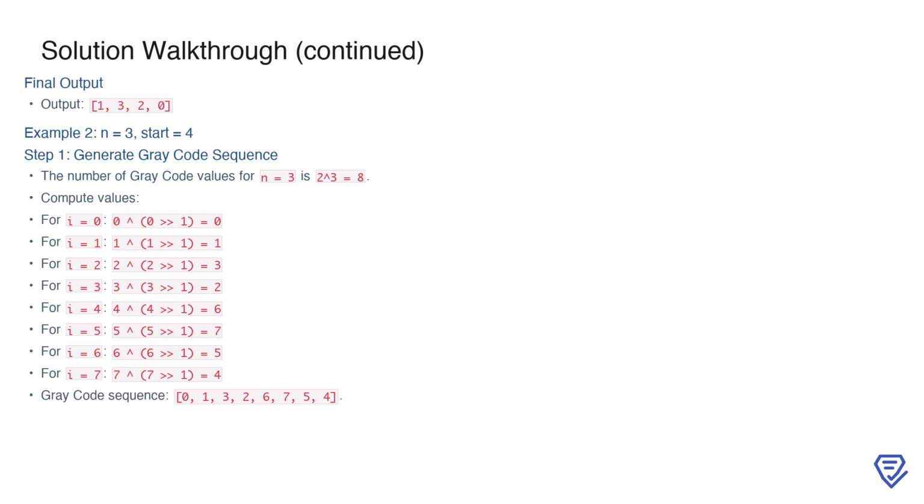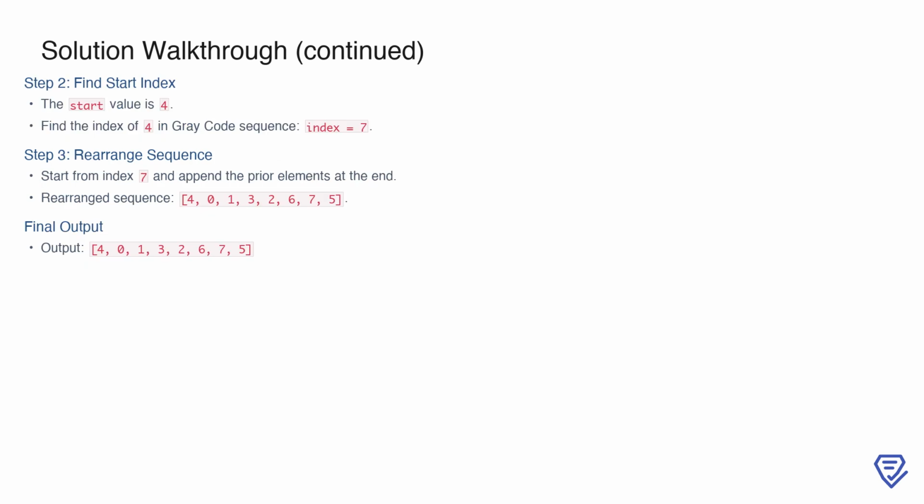For i equals 0, we calculate 0 equals 0. For i equals 1, we get 1 equals 1. For i equals 2, we compute 2 equals 3, and for i equals 3, the result is 3 equals 2. Continuing, for i equals 4, we calculate 4 equals 6. For i equals 5, the result is 5 equals 7. For i equals 6, we compute 6 equals 5, and finally, for i equals 7, the value is 7 equals 4. This gives us the gray code sequence 0, 1, 3, 2, 6, 7, 5, 4.